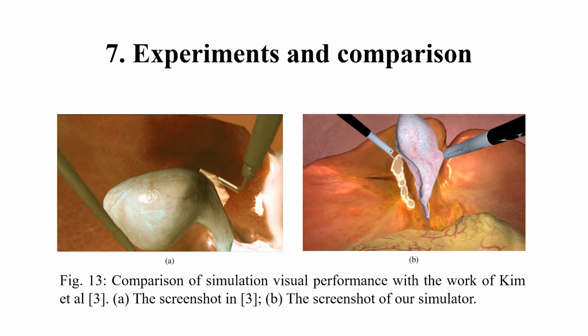This is the comparison of simulation visual performance with the work of Kim. We use dynamic texture techniques to render the process of stripping the gallbladder from the liver. During electrocautery with the L hook, the liver surface will leave burning traces, which enhance the visual realism.